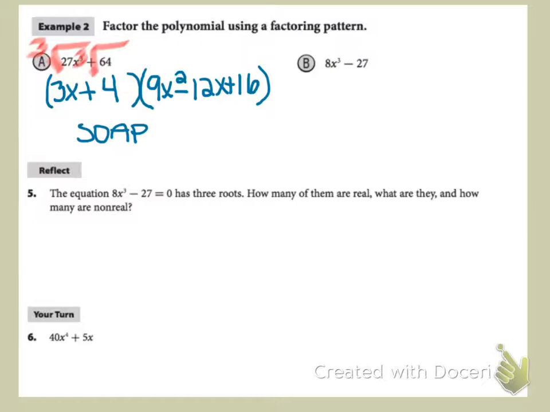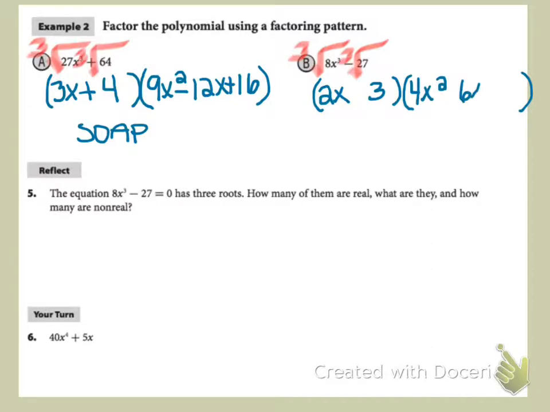So we have 8x cubed minus 27. So I've got all perfect cubes. I'm going to set up my format, my binomial and my trinomial. To get the binomial, I'm going to cube root the 8x cubed and the 27, which gives me 2x and 3. And then I'm going to take that 2x and square it to get 4x squared. I'm going to multiply the 2x and the 3 to get 6x. And I'm going to square the last term to get that last term.